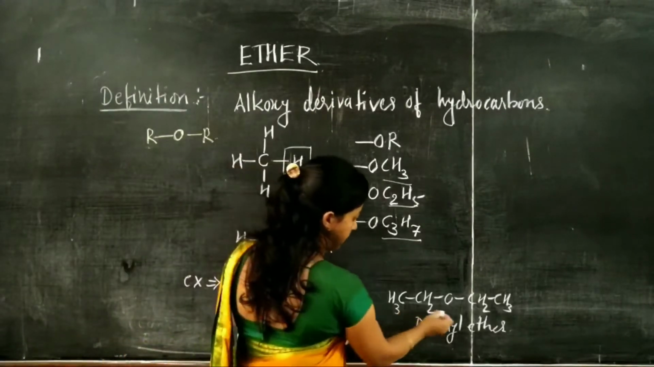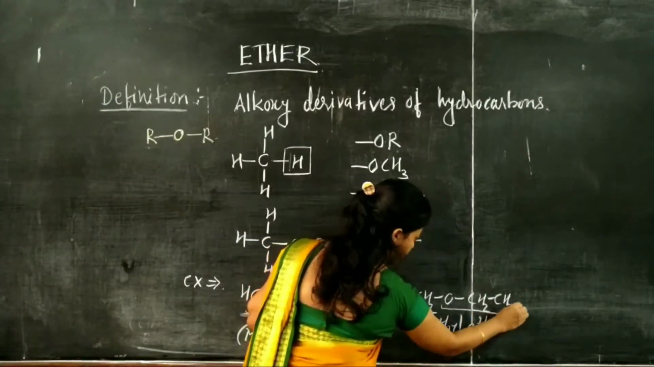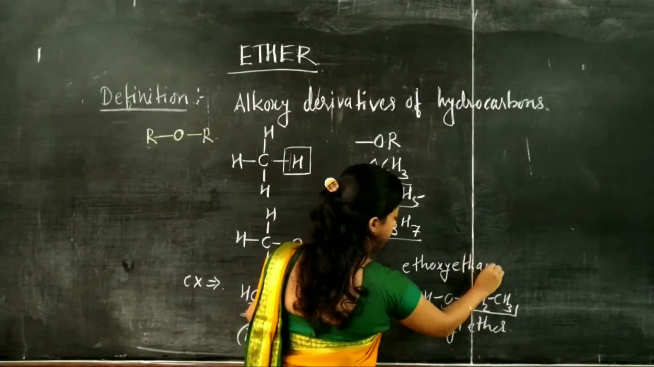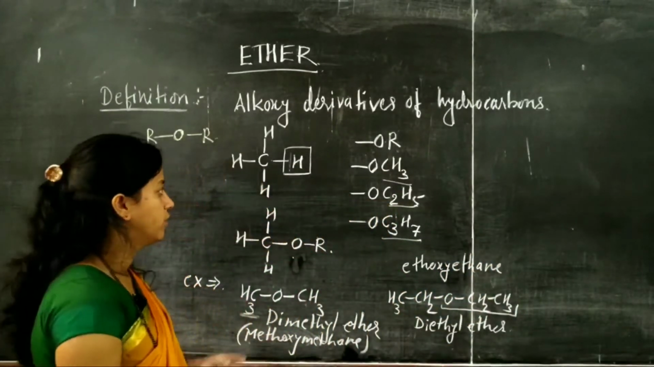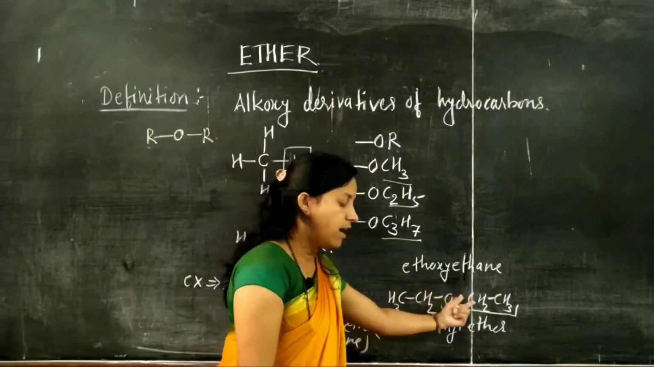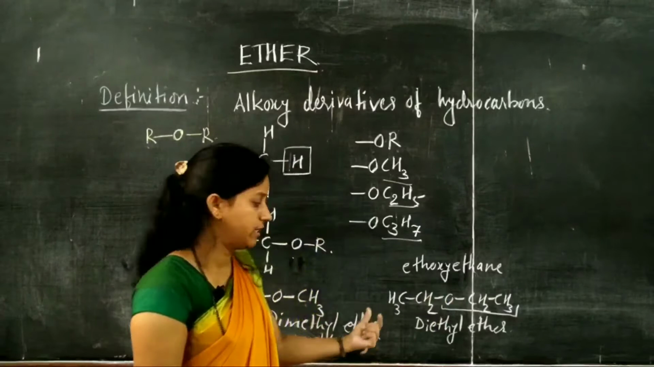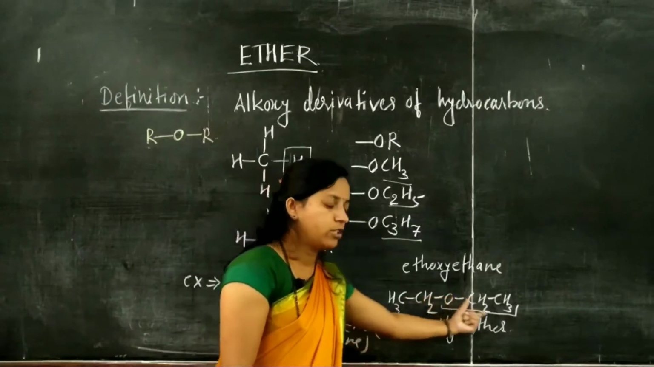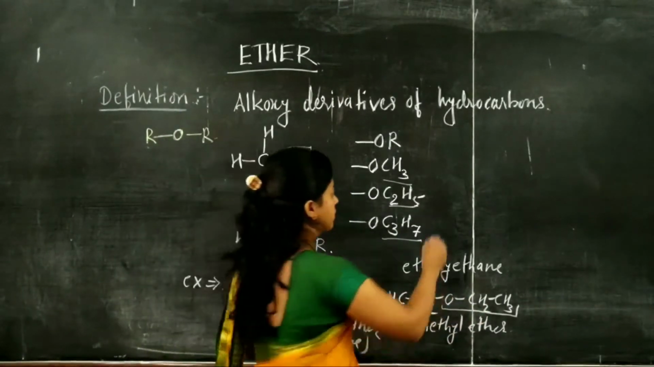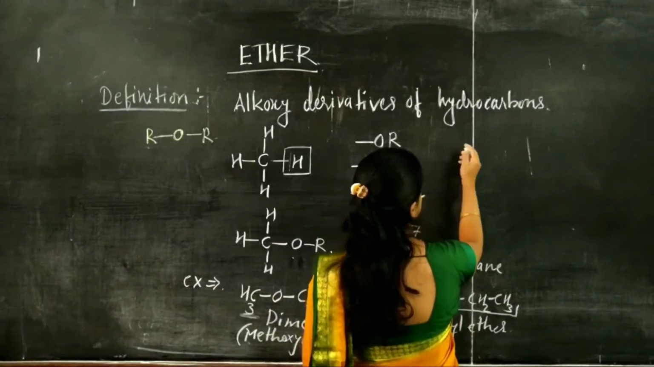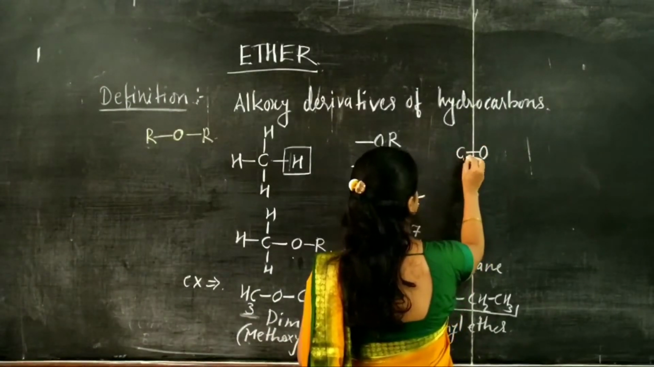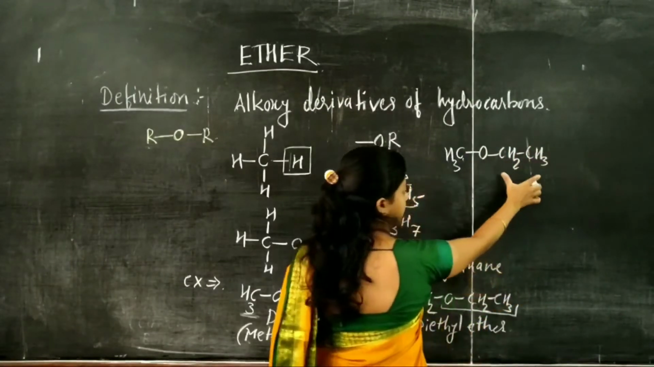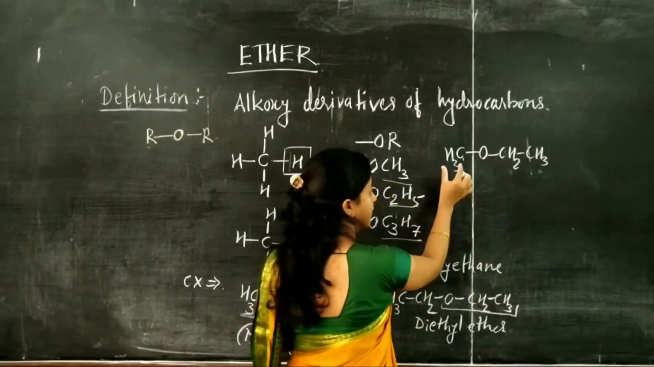For this one, the IUPAC name is ethoxyethane. Ethoxyethane is the IUPAC name for this. Suppose the carbons on either side of the oxygen are different, here 2 carbons and here 2 carbons. Suppose it is an odd number, like this: oxygen with CH3 on one side and CH2CH3 on the other. Here it has an ethyl group, and on this side it has a methyl group.